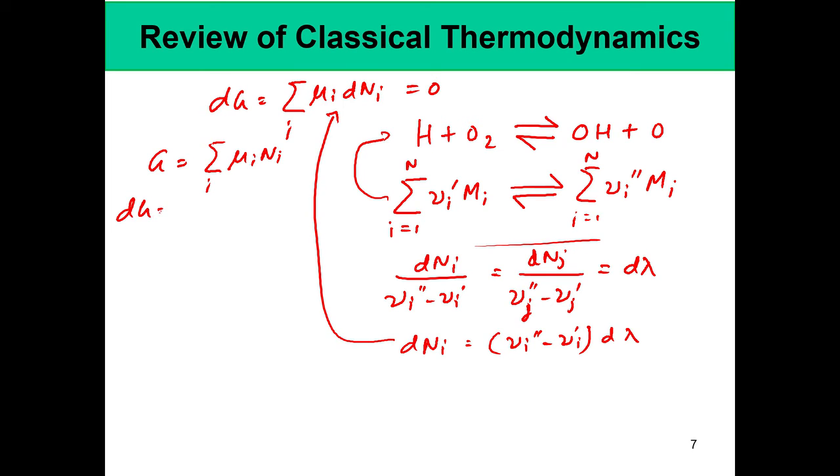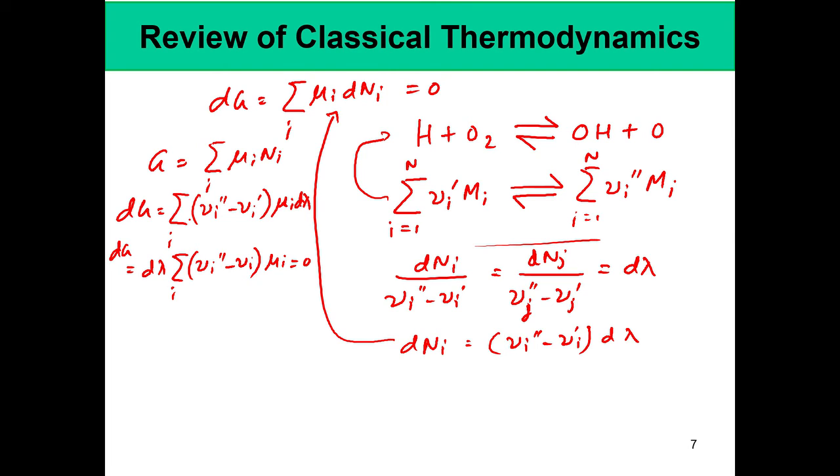So, the condition of equilibrium becomes dG is equal to summation over i of nu i double dash minus nu i dash times mu i times d lambda. Now, d lambda does not depend on i, so that can go out. So, this is it. This is equal to 0 for equilibrium. Okay. Now, let us remember this and we will come back to this very soon.